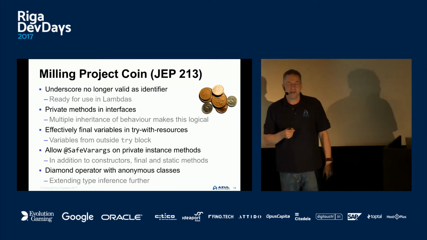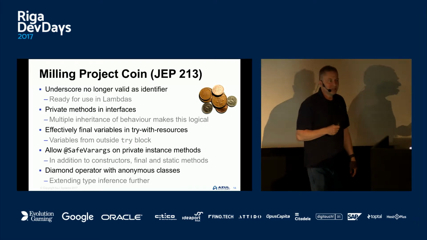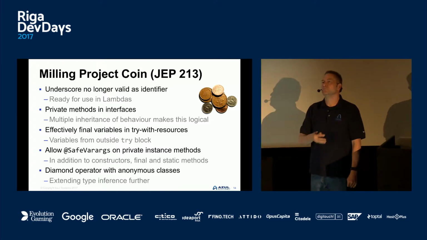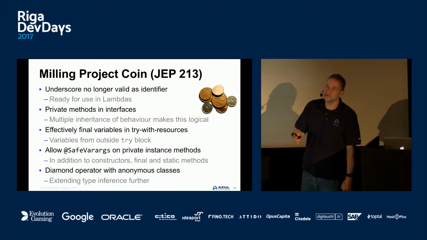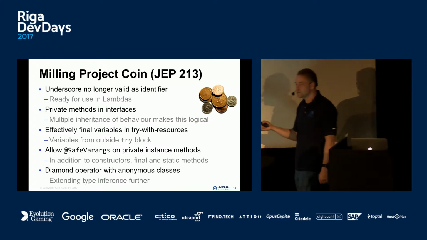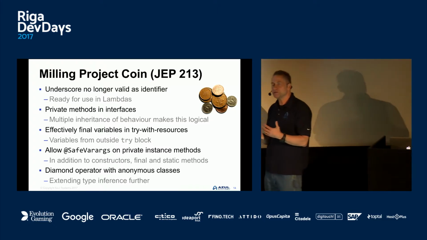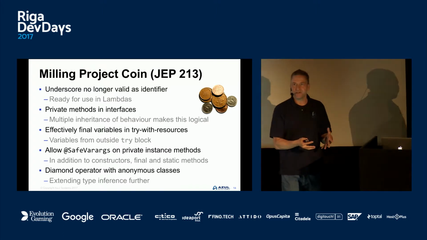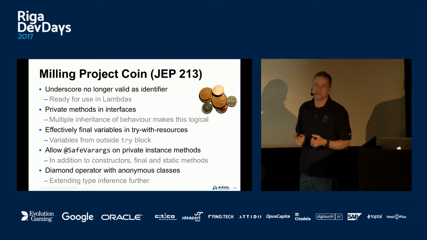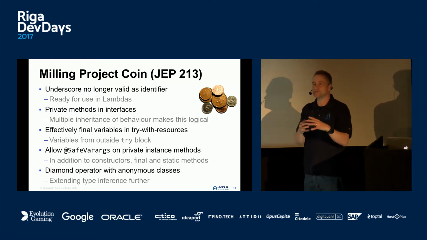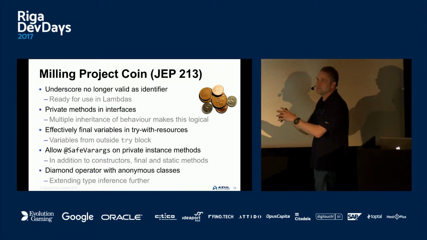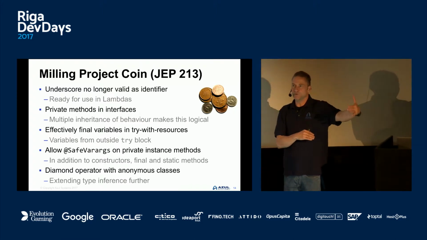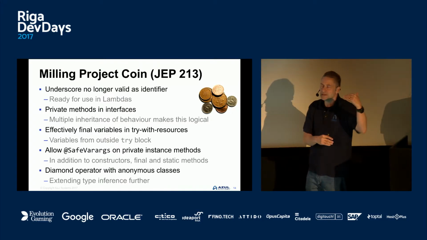Private methods are now going to be allowed to be used in interfaces. As I said, in JDK 8, with the introduction of default methods and also static methods in interfaces, we now have multiple inheritance of behavior in Java. Because we can put behavior into an interface, private methods actually make sense. So you can have private methods where you can take common code from a number of default methods or a number of static methods and move it into private code that can't be accessed outside the interface.